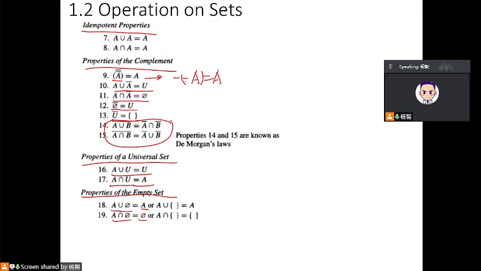Okay. I give you 2 minutes to look at these properties. We do not need to comprehend all of these properties. Just know them.